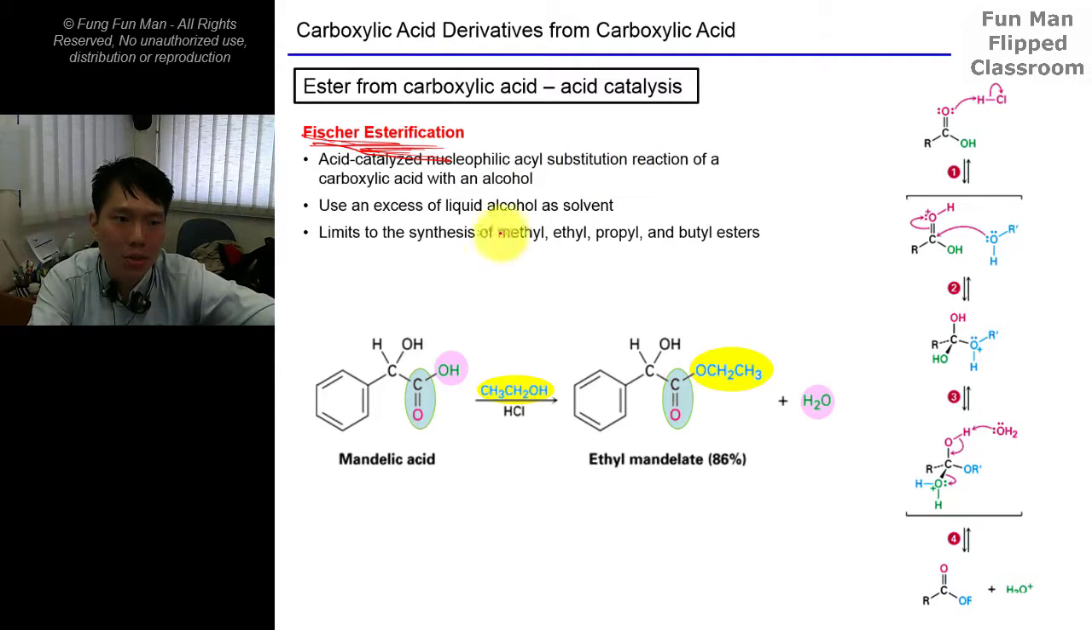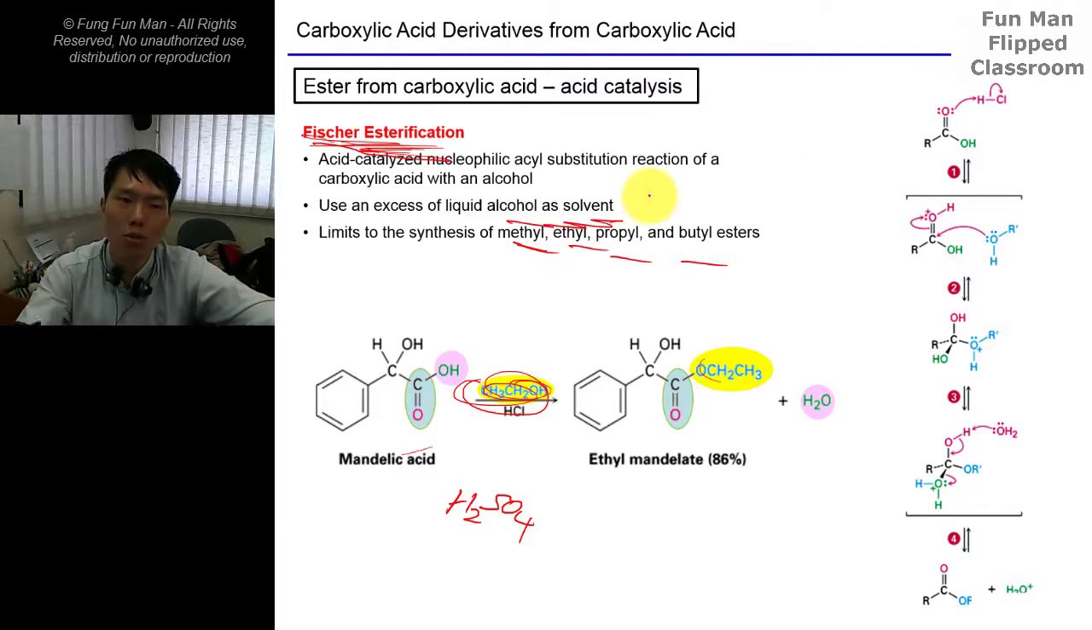What happens is you add the alcohol equivalent to form the particular ester that you need. In the presence of a strong acid like HCl or H2SO4, it should be of a high concentration because it catalyzes the reactions. We use the excess of the liquid alcohol as a solvent as well. You add this in excess so that it dissolves everything here. Alright, but this synthesis is only limited to methyl, ethyl, propyl, and butyl esters. So if you want to form a pentyl butanoate, it's not very good.